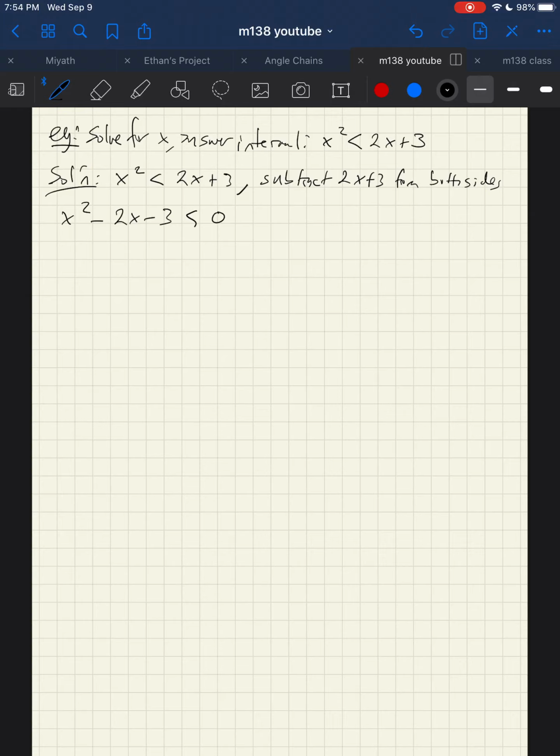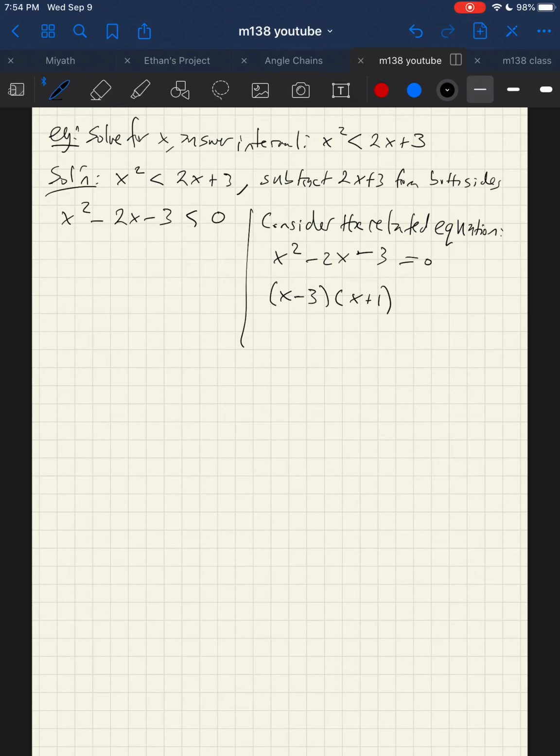So I don't know exactly what's going to happen here, but what I can do is now consider the related equation. So this is going to be kind of like side work. x squared minus 2x minus 3 equals 0. And I'm going to factor this. Okay, what is this going to factor into? This is going to factor into x minus 3 times x plus 1.